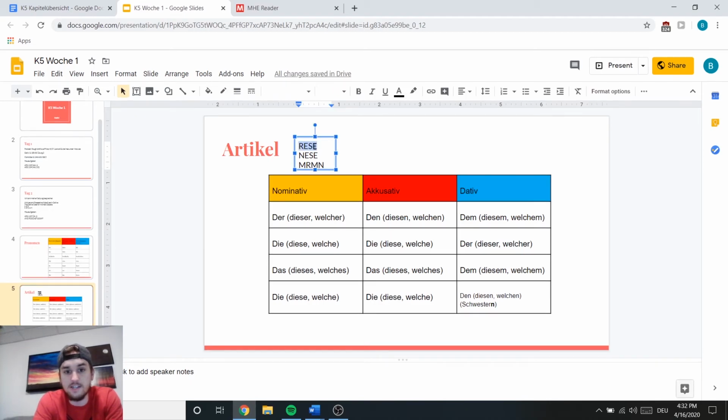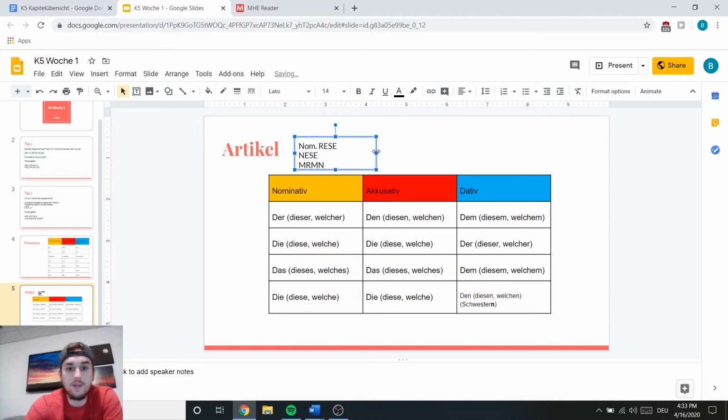Und deswegen ist das risi, ja? Nominativ ist risi, ja? Also ich schreibe hier Nominativ ist risi. Und das ist risi, weil wir R-A-S-E haben, ja? Und Akkusativ ist nisi, weil wir hier N am Ende haben. Den, diesen, welchen. Dann haben wir die, diese, welche, das, dieses, welches und die, diese, welche. Ja, also das ist nisi.